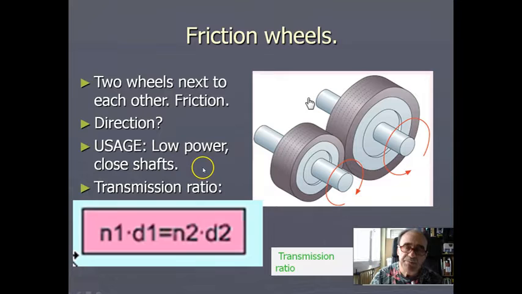Where do we use it? We use it when we don't need to transfer a big power, since the mechanism for transmitting the motion is just friction. So it is impossible to transfer big powers if we are using friction wheels. We will use it just when we need to transfer rotary motion, but with no big power.